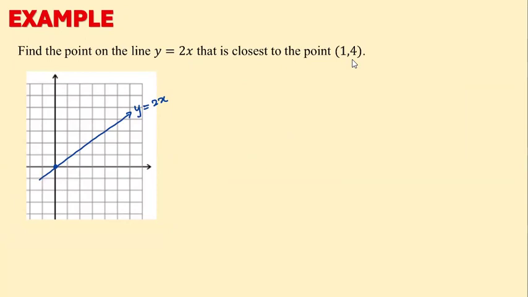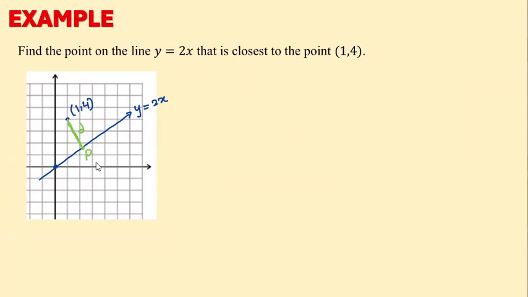So let's say (1, 4) is here. Suppose that point is (1, 4). Now, we want to find a point on this line, or this graph, which is at the closest distance from (1, 4). So we want to have this distance from the point to the line minimum, and we want to find that point. What is that point we need to find?